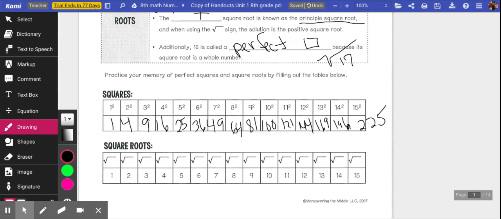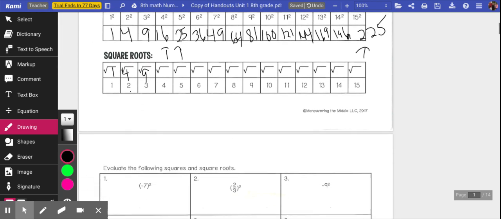Okay, and then for the square roots, to get the answer of 1, that would be the square root of 1, because 1 times 1 is 1. To get the answer of 2, you would take the square root of 4, because 2 times 2 is 4. Get the square root of 9. If you look, it's going to be all these numbers that are up here. So I'm not going to take the time to write all those in, but if you want to pause your video and write those in, you may, or you should.